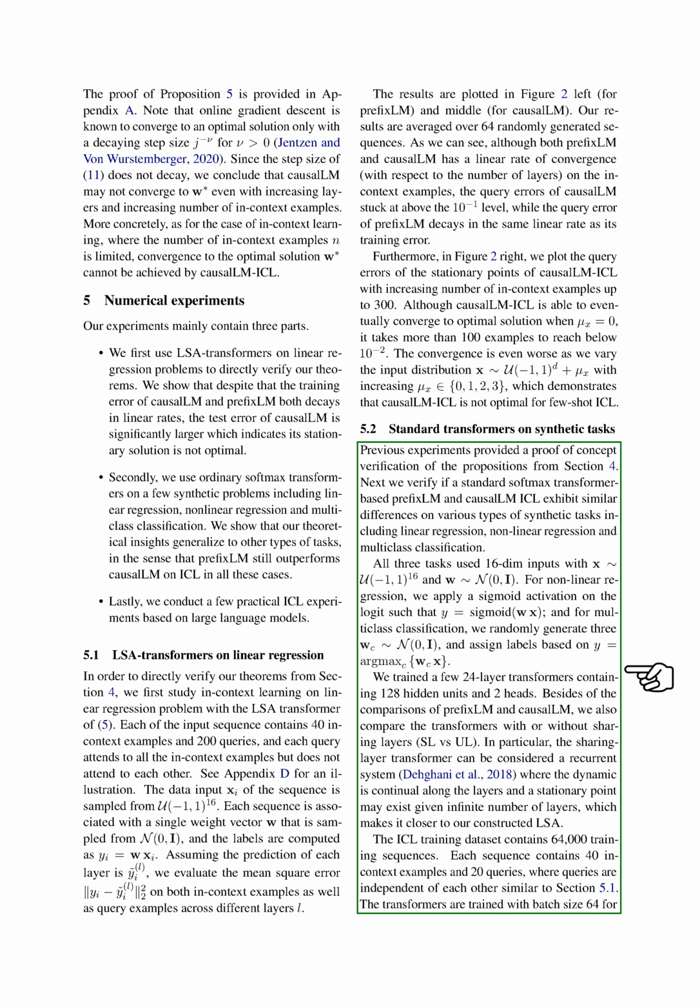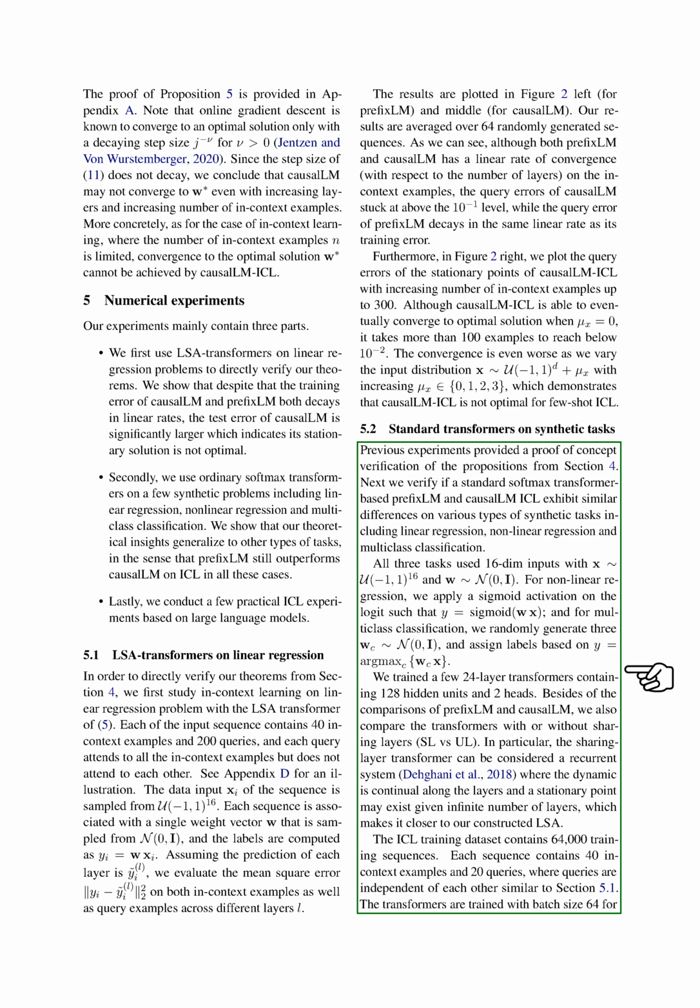For these tasks, we used 16-dimensional inputs, with both the input vector x and the weight vector w drawn from uniform and normal distributions respectively. In the case of nonlinear regression, we applied a sigmoid activation function to the logit, resulting in an output y that is the sigmoid of the dot product of w and x. For multiclass classification, we generated 3 different weight vectors and assigned labels based on the maximum dot product of w and x. We trained several 24-layer transformers, each with 128 hidden units and 2 heads.